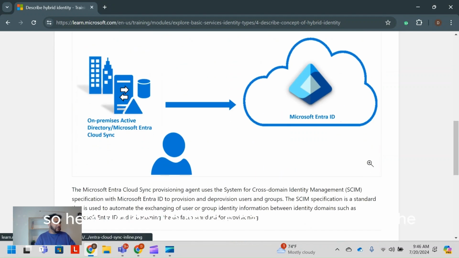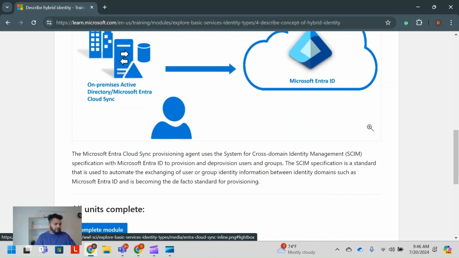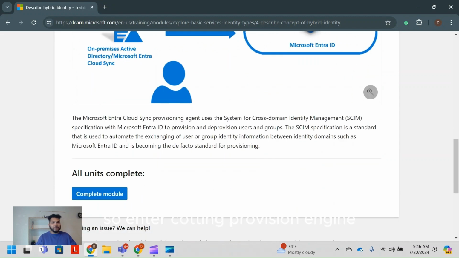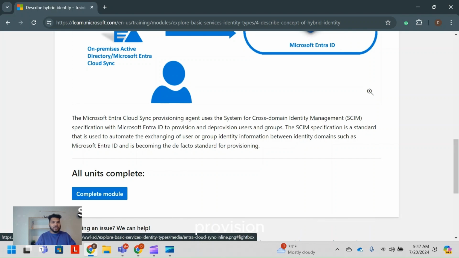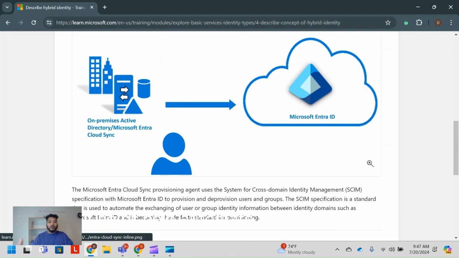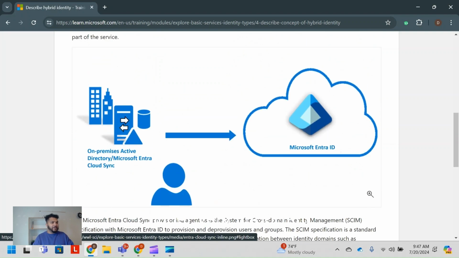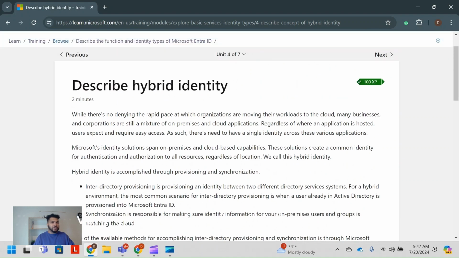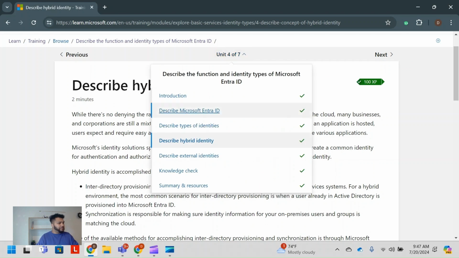So here we go, we have a diagram, on-prem to the cloud. The Entra Cloud Sync provisioning engine uses the System for Cross-domain Identity Management, also known as SCIM, to provision and deprovision users and groups in Entra ID. The SCIM specification is a standard used to automate the exchange of user or group identity information between identity domains such as Entra ID. It's becoming the de facto standard for provisioning. It helps automate processes for identity. Very important to understand the SCIM concept.